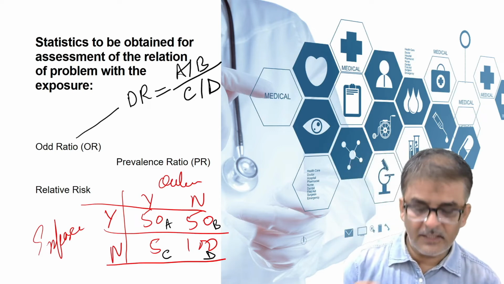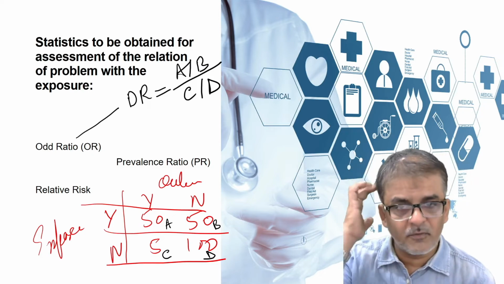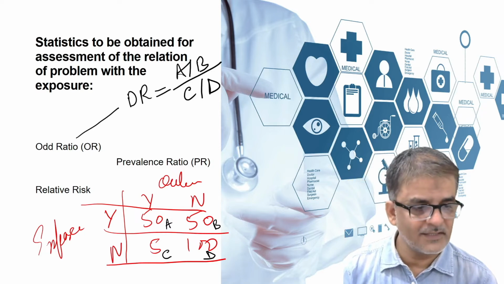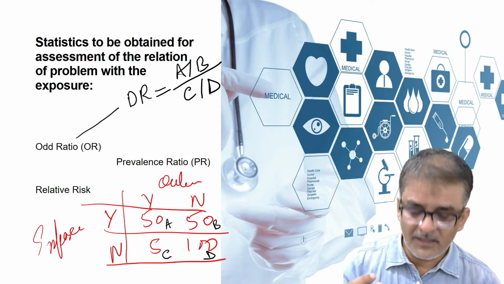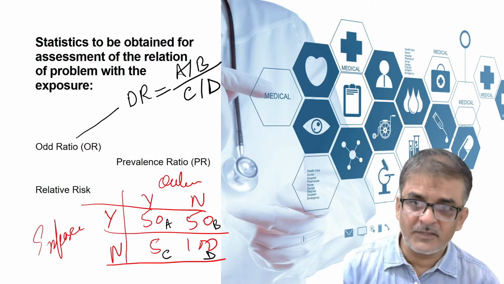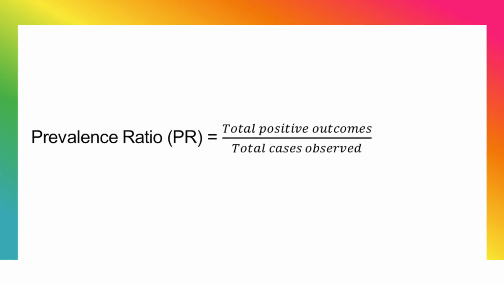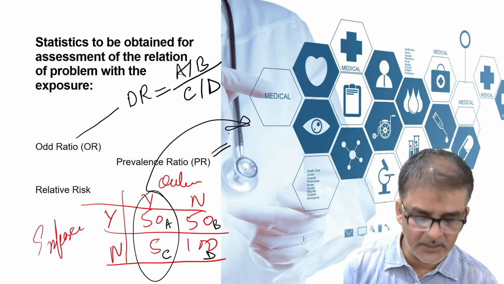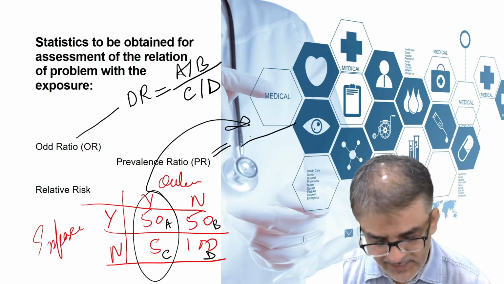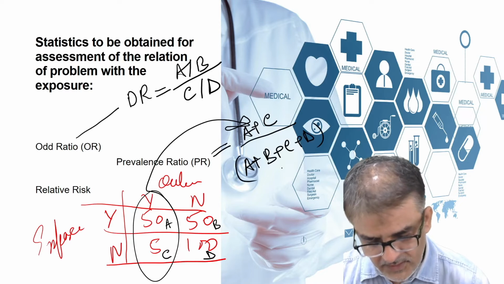So that is what is called the odds ratio. Now, what is the prevalence ratio? Prevalence ratio is nothing but all outcomes which are accountable for shoulder pain with respect to the total exposures, total cases. So it will be nothing but A plus C upon A plus B plus C plus D. So this is our prevalence ratio.